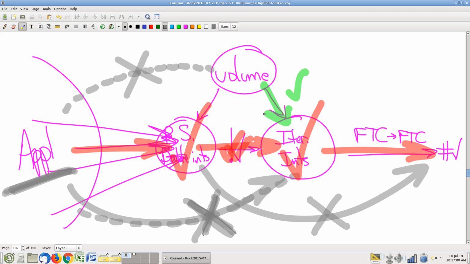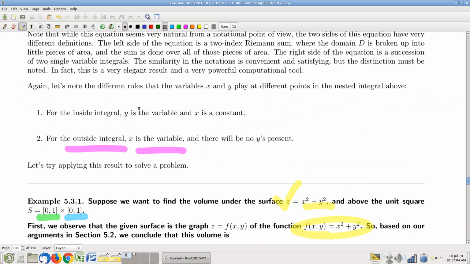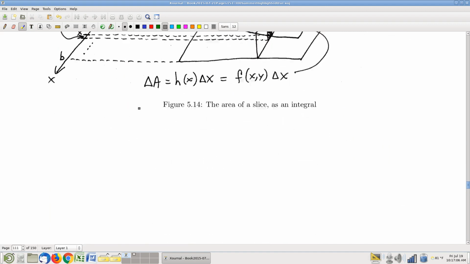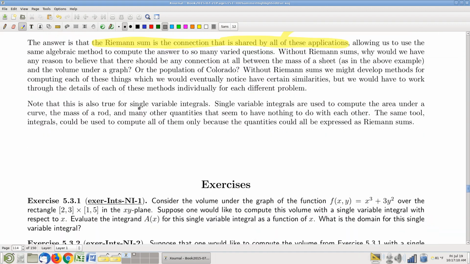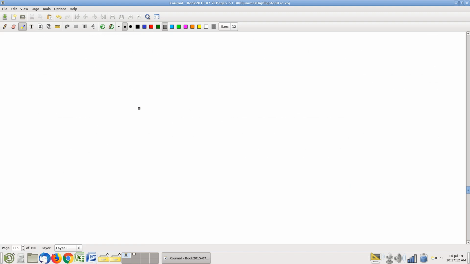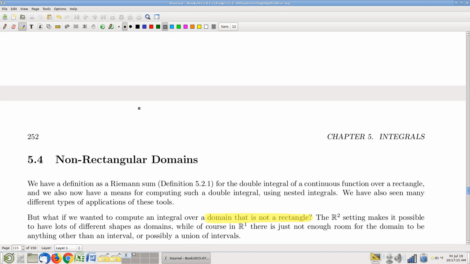All right. Cool. Moving along. Okay. Right. So we're good. Okay. So we're done with that section now.